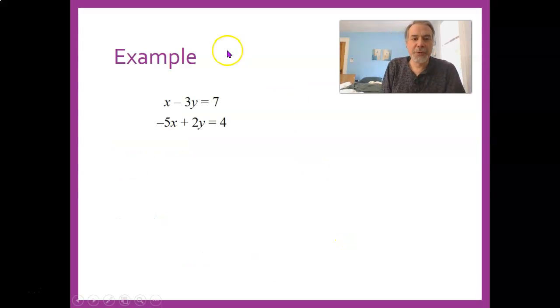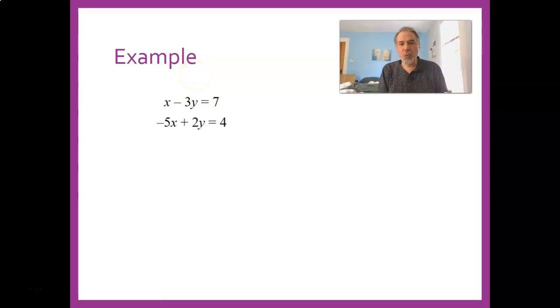Now, how about this example? x minus 3y equals 7, and negative 5x plus 2y equals negative 4. Now this time, the way things are set up right now, neither one of these equations has just one of the variables by itself on one side, the way it was in the last two examples. So what we want to do is get it so that that happens, so that one of these equations is telling us either x equals something or y equals something. But we need one of these equations solved for either the x or the y.